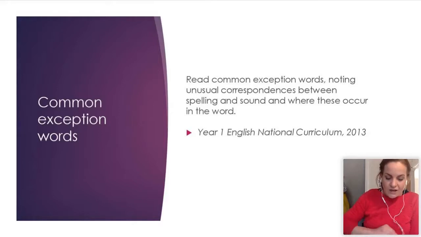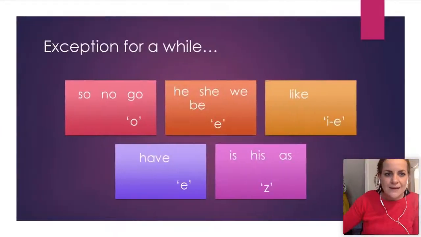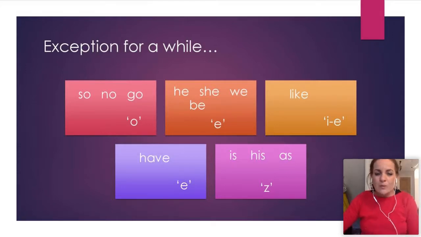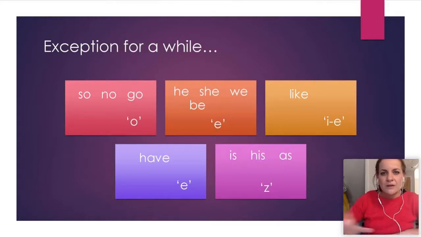So words are only exception words for a while. I'll give you a few examples. So we've got here so, no, and go. Now, the child in the first instance, the earliest stages of their learning journey, will know that as an O sound. So these words here, so, no, and go, they're only what we class as an exception word for a short period of time. Okay, it's only temporary.